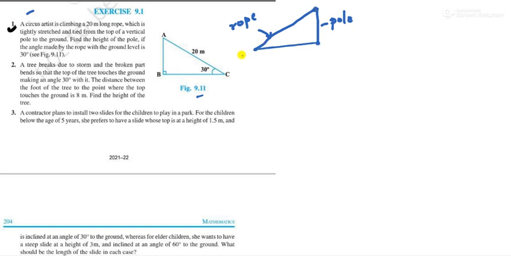Okay, this is the rope. Now the circus artist is climbing a 20-meter long rope. So how long is this rope? It is 20 meters. Now there is a vertical pole, and we need to find the height of the pole.